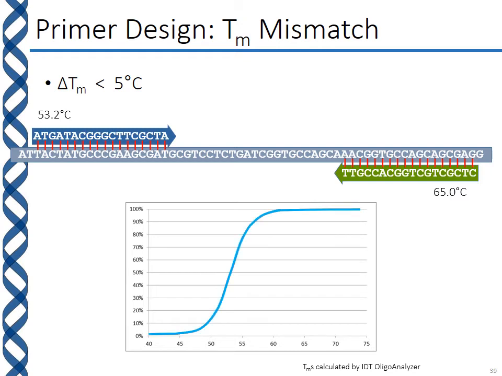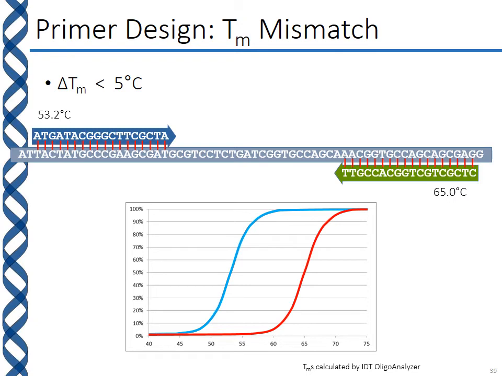So let's first look at the graph of the forward primer. You see the TM is right about 53 degrees. So that's where half of its primers are not bound to the template sequence. If we plot the reverse primer on the same graph, we have its TM at 65 degrees. So what's the big deal?